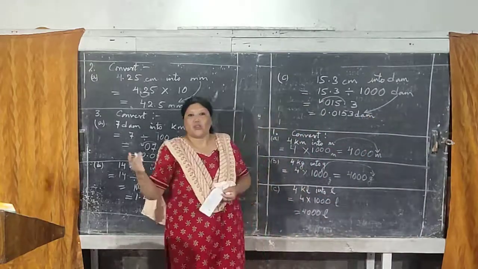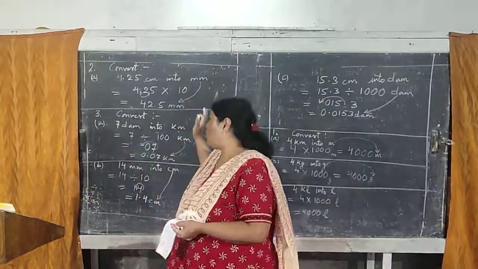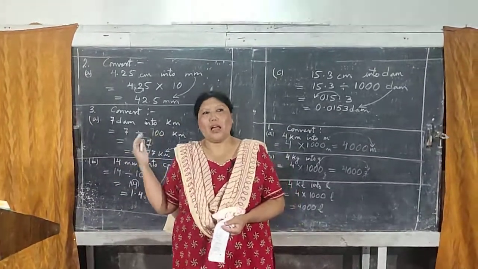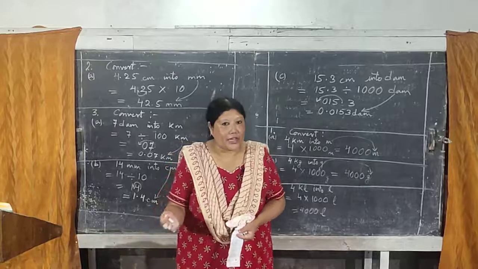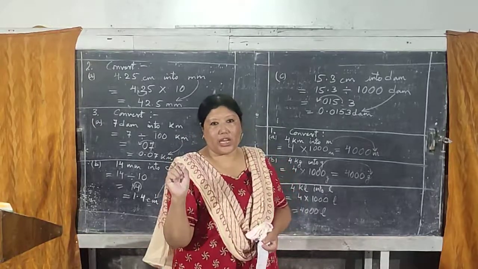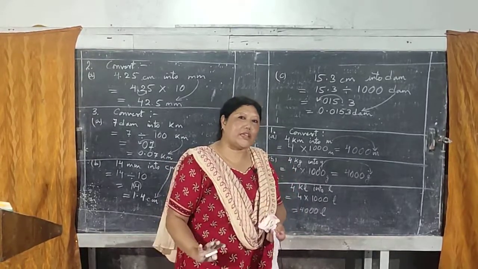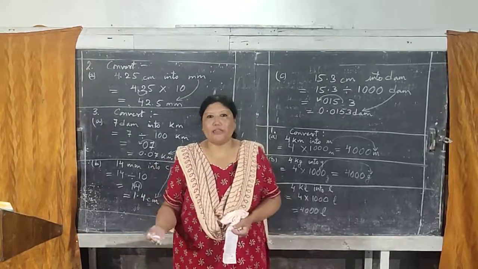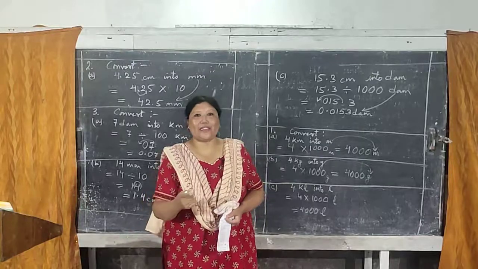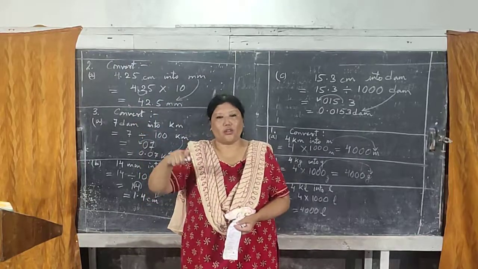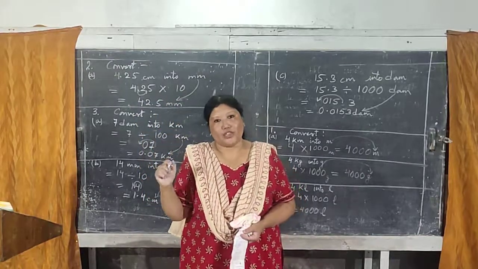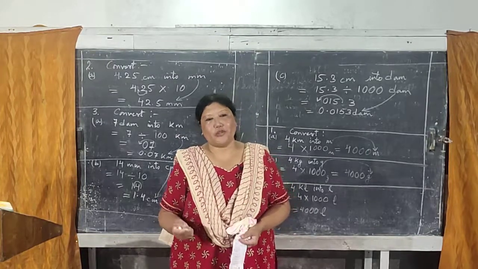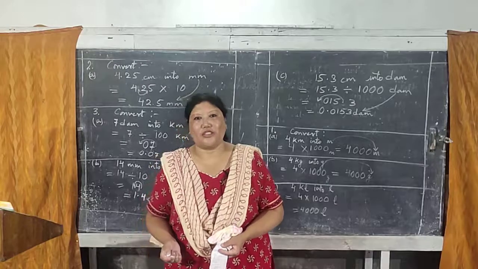decameter. So I have taught you the relation between units of length, mass and capacity. Same thing, only the unit will change. Same process, everything same. Now, how to multiply, how to divide, and decimals I had taught you last time. Please go through it again if you have forgotten. Okay, so this much. Tomorrow I'll give you the homework. Okay, thank you.